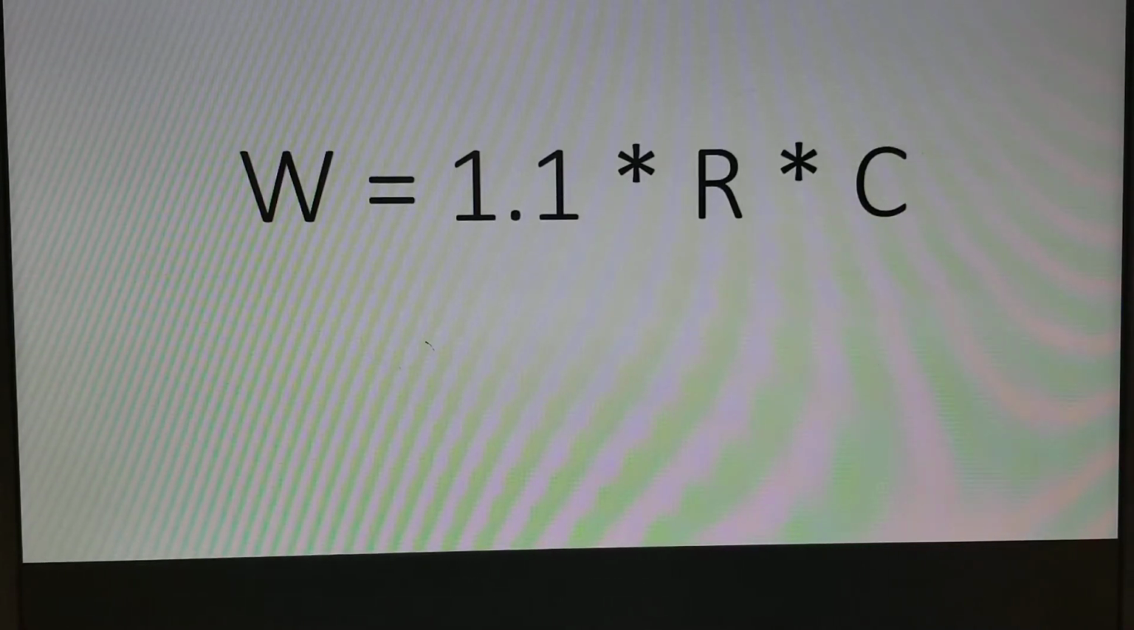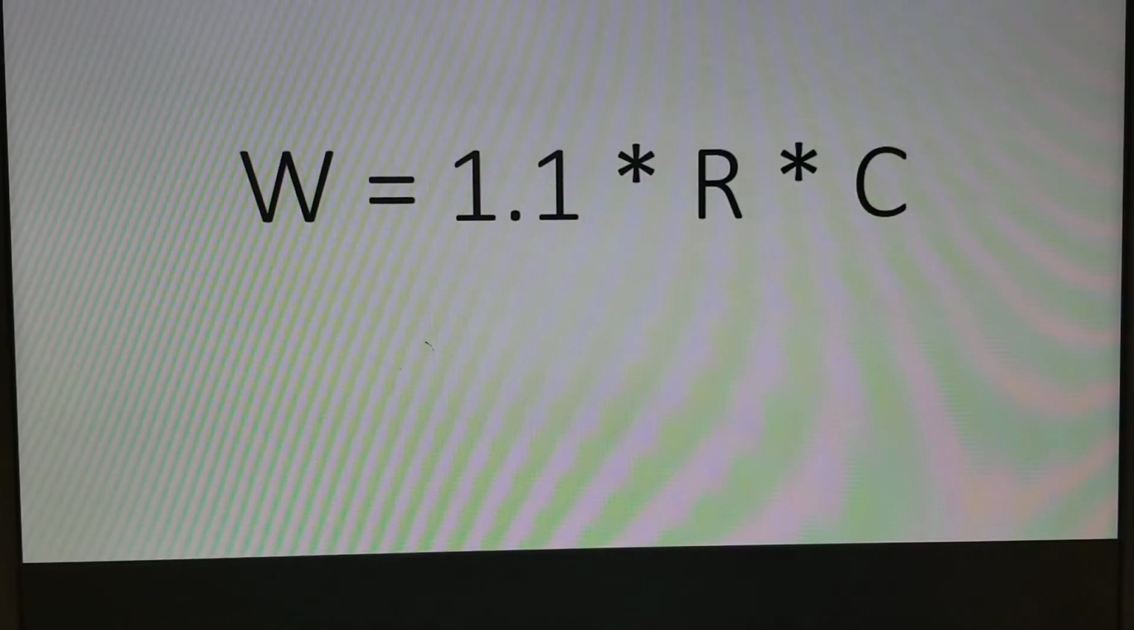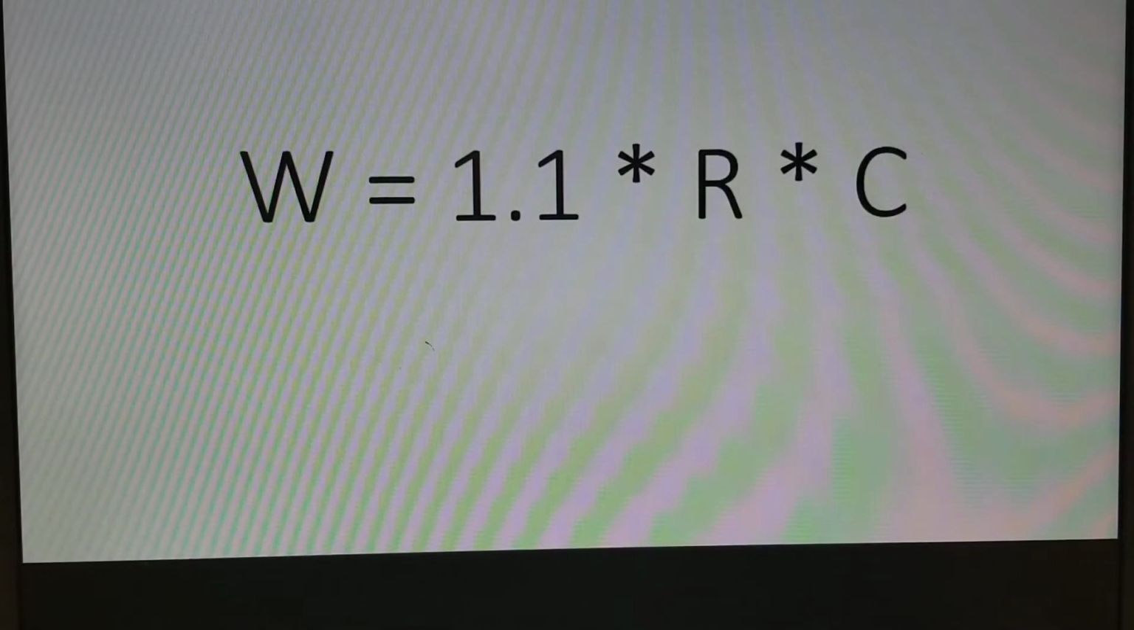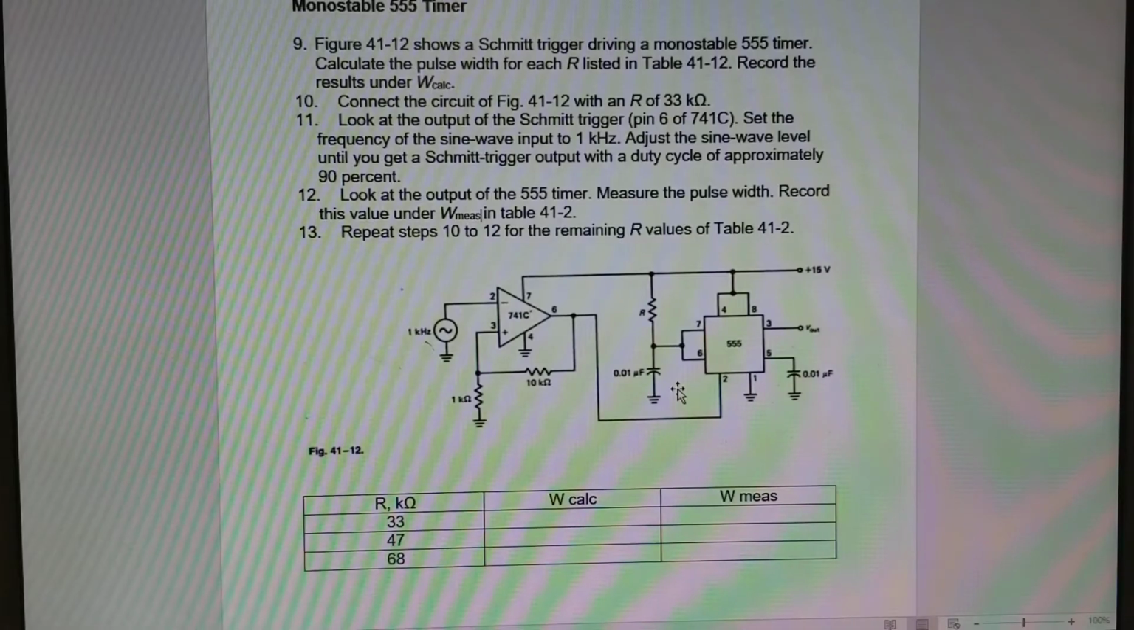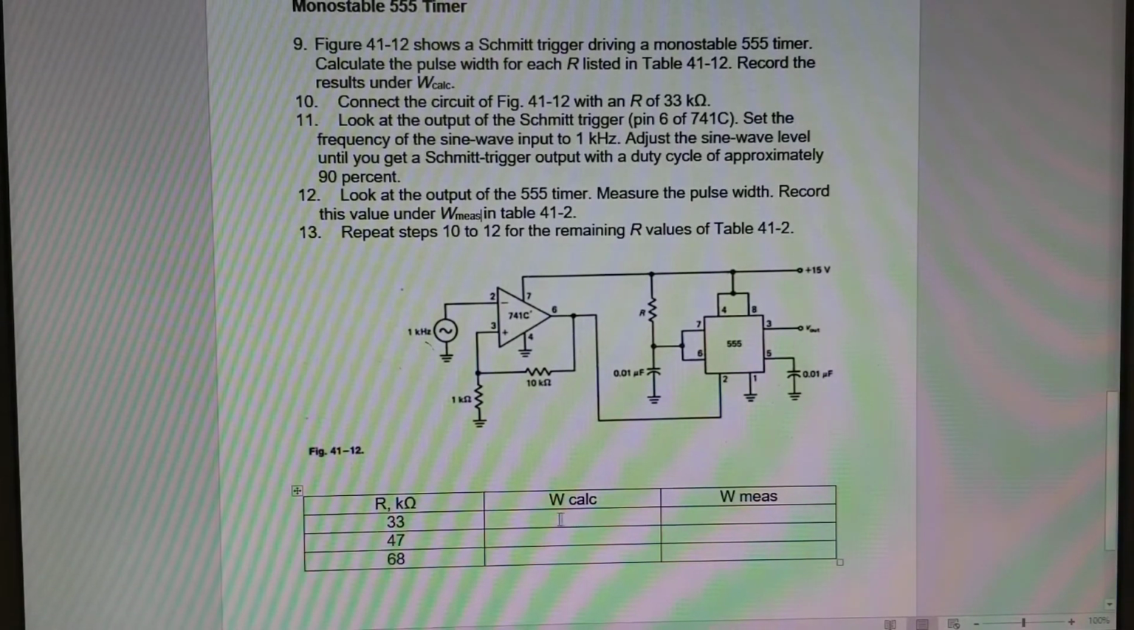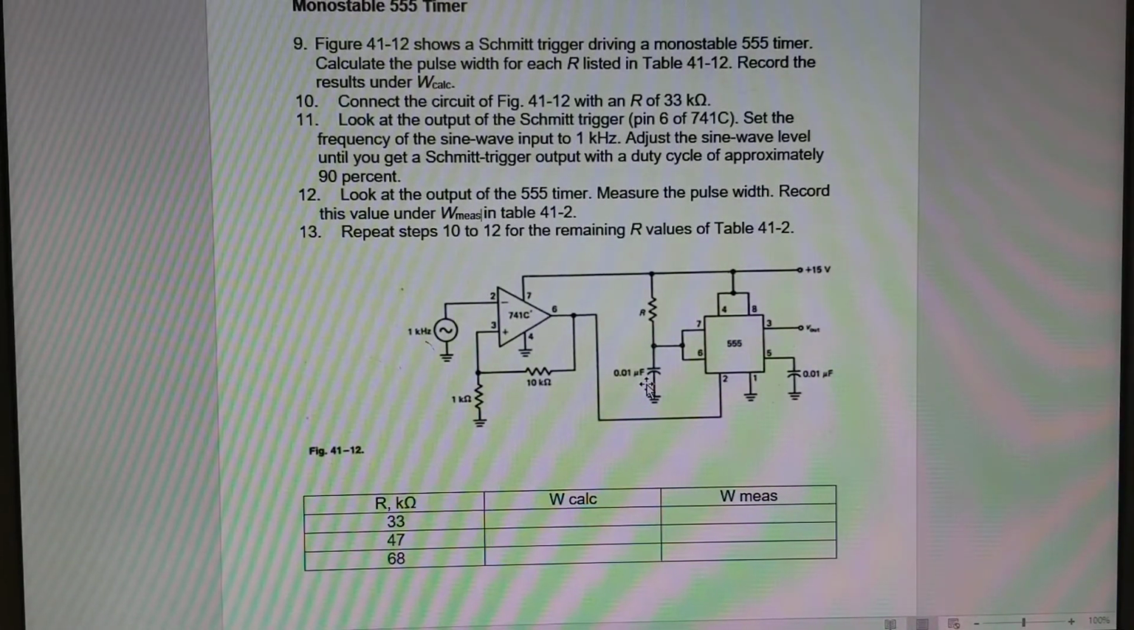And to find the pulse width, we're going to use this formula, where the width is equal to 1.1 times the resistor value times the capacitor value. So in the case of our first width calculated, we're going to multiply 1.1 times 33,000 ohms times 0.01 microfarads. And we get a value of approximately 363 microseconds.